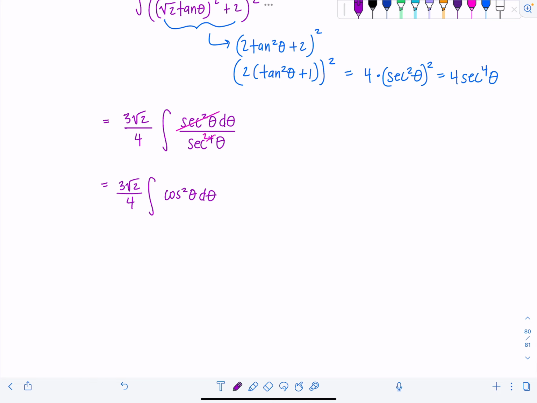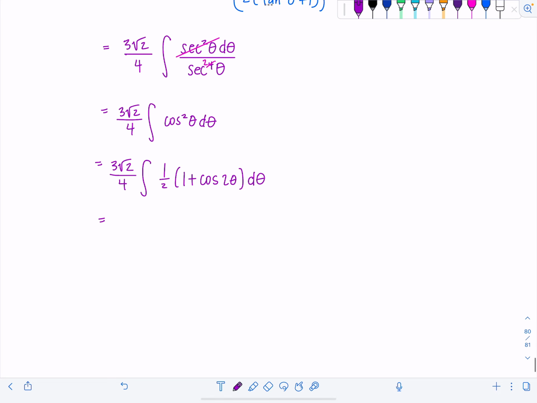You got to turn on that robot mode. You go, oh, I use my half angle identity. There's no other way. You replace cosine squared with 1/2 times 1 plus cosine 2 theta d theta. I got too excited there. Forgive me. Okay. Constants on the outside. So 3 rad 2 over 8. And then you should be able to integrate this. Antiderivative of 1 will just be theta. Antiderivative of cosine 2 theta, 1/2 sine 2 theta, plus C3.